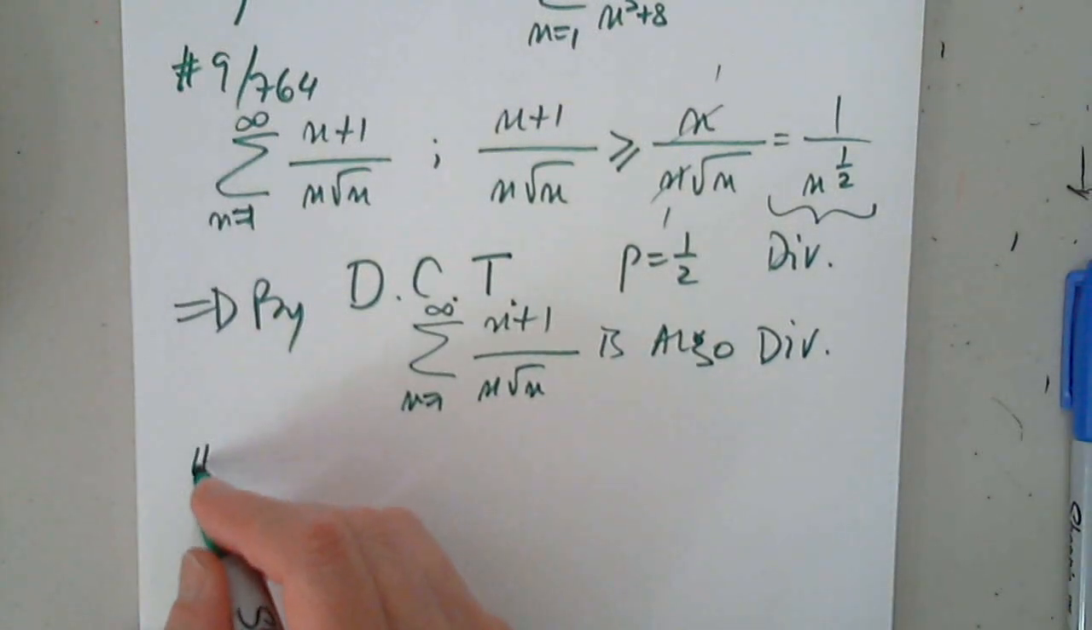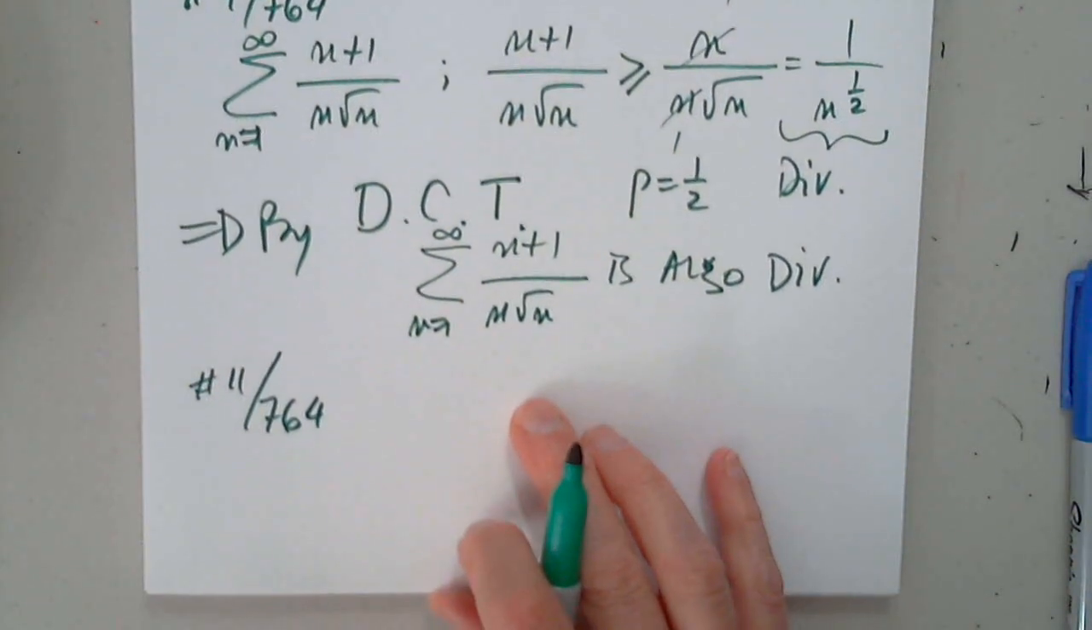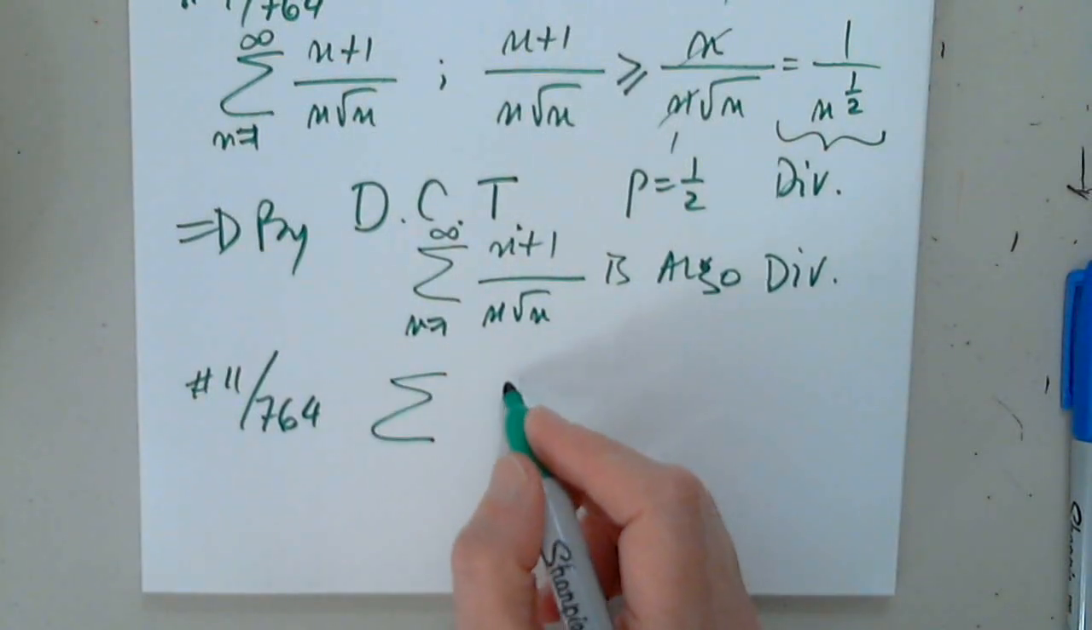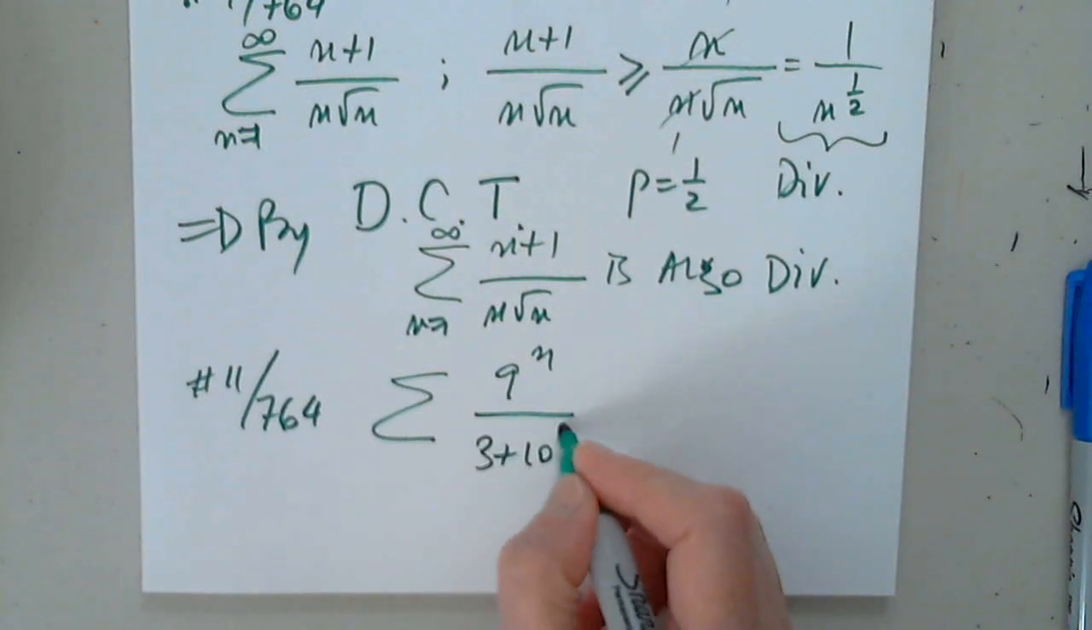Okay, let's continue with 11 on 764. What does 11 say? Yes. So we have the sum of 9 to the n over 3 plus 10 to the n.